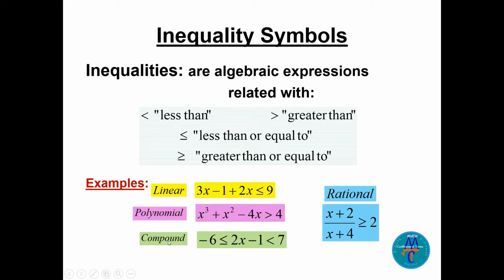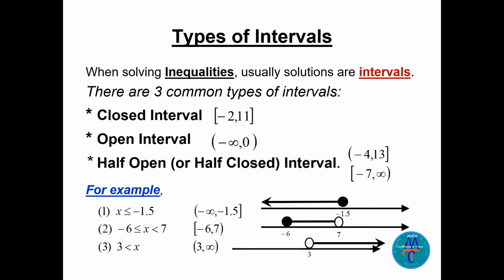We can have a compound. Compound inequality means we have two inequalities there. Rational, when we have something divided by something. But the types of intervals, there are three common types of intervals. Closed interval, all the numbers from -2 to 11 included. Or we can have an open interval like -infinity to 0, maybe 1 to 7. We can have half open or half closed, from one side open and the other side closed. These are three simple examples. You can see them.